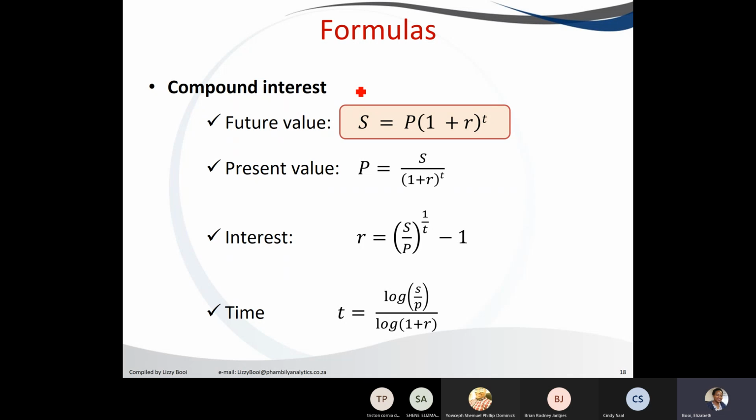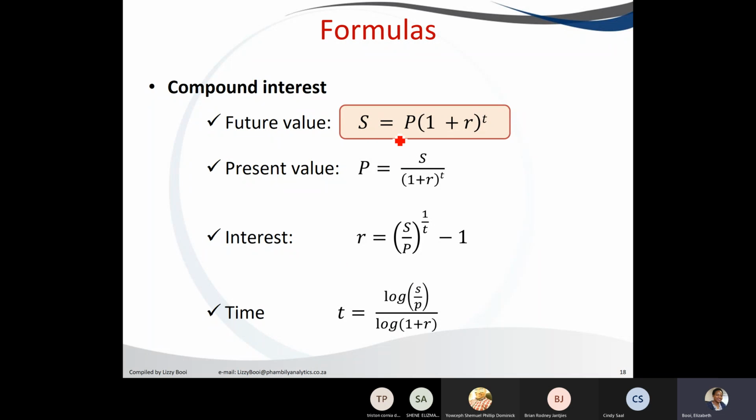Also, with the future value or the compounding period, the formula is always going to be S equals P times (1 plus R) to the power T. The challenge here is that when you're calculating the time or the period, your T is in the power. To get T down, you also need to use logarithms, and that's how you will do it.